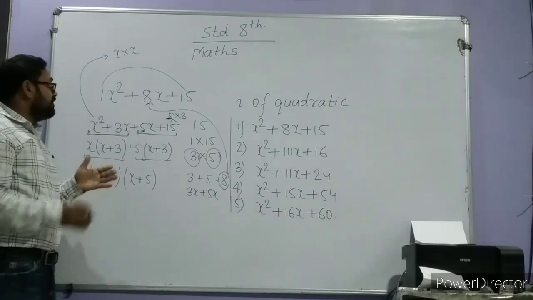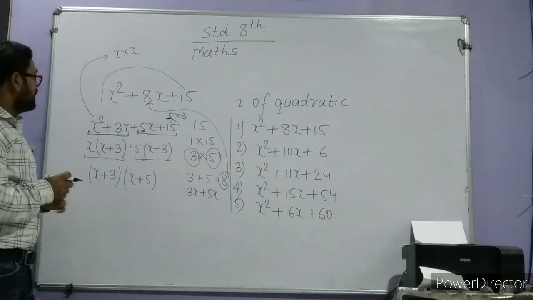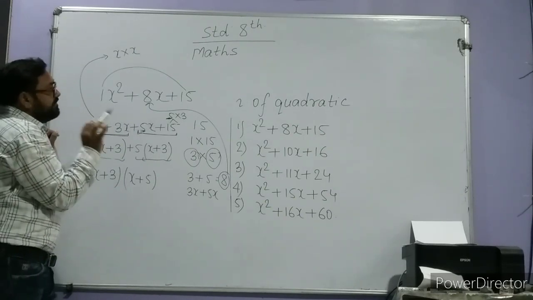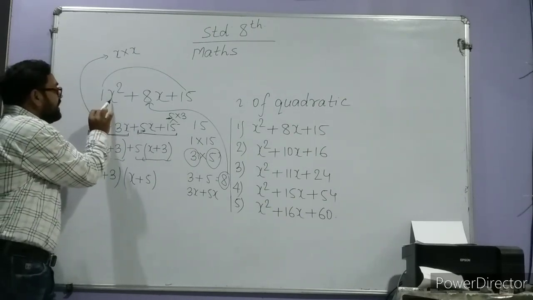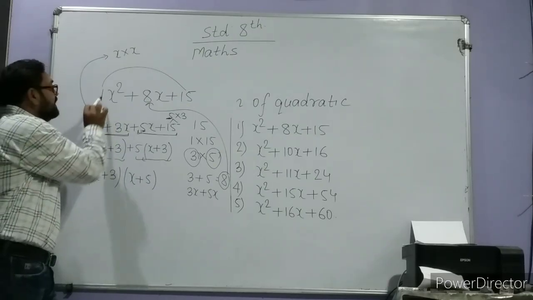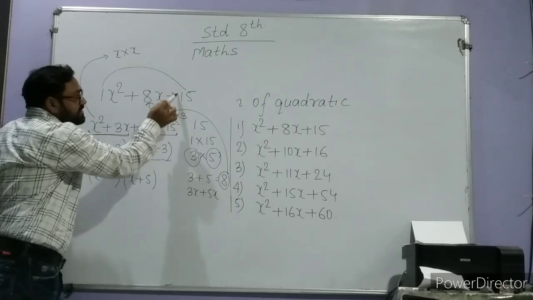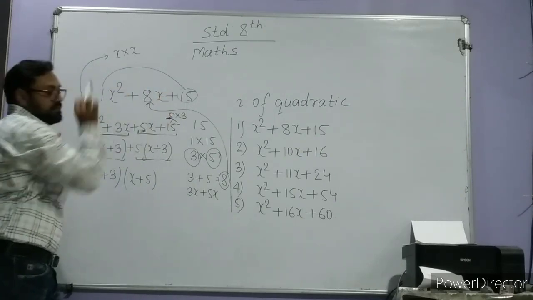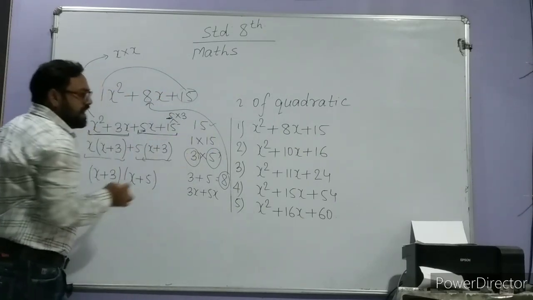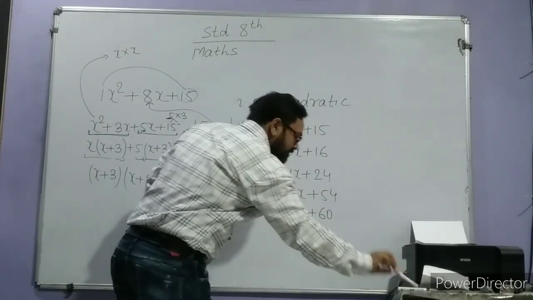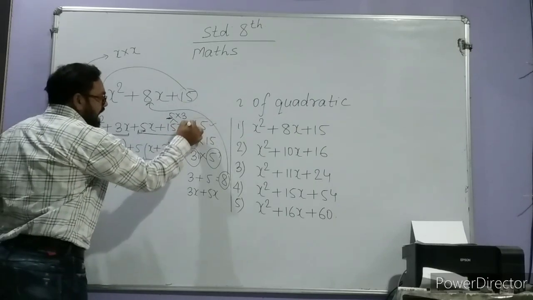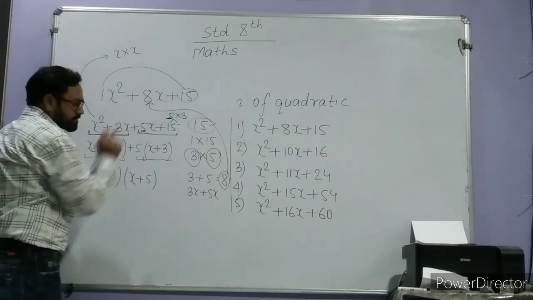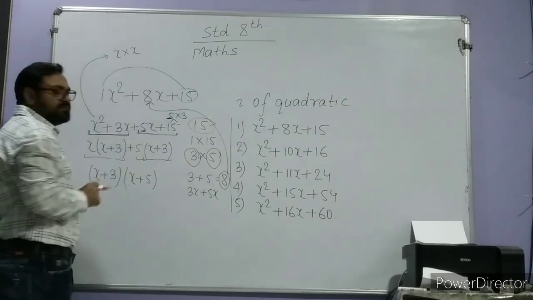How did we get this? One more time, I am going to repeat it. Pay attention over here. Now you can see what we did. I have taken the coefficient of x square, which is 1, and this is the constant term, which is 15, and we have multiplied 1 by 15 over here. I have written 1 multiply 15 as 15. Over here I have written 15, and then I have divided 1 by 1.